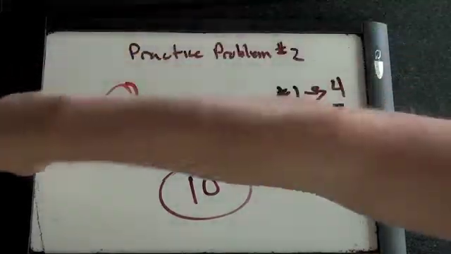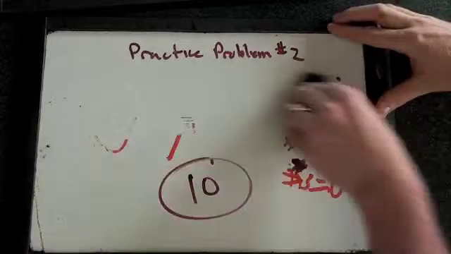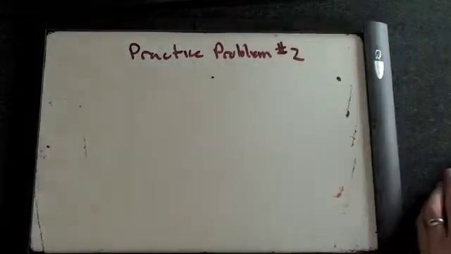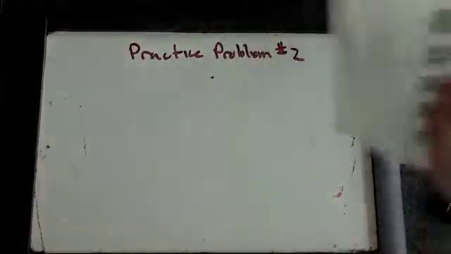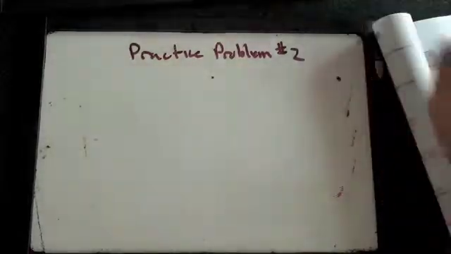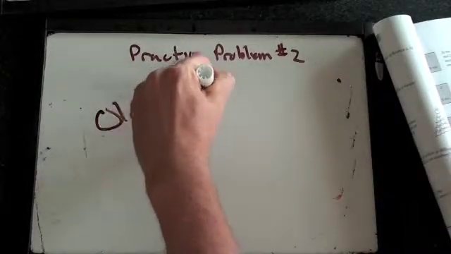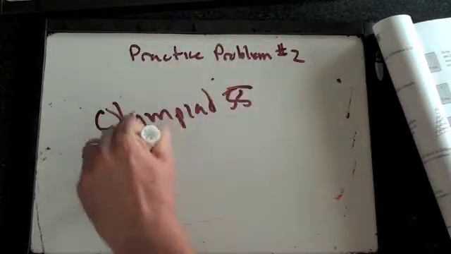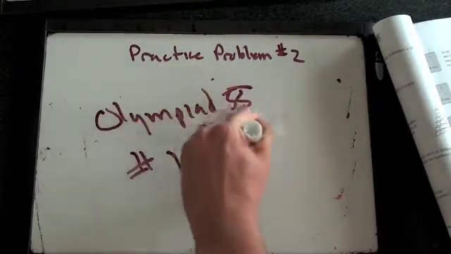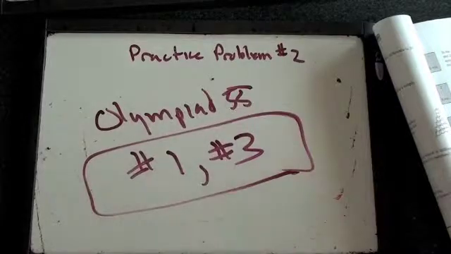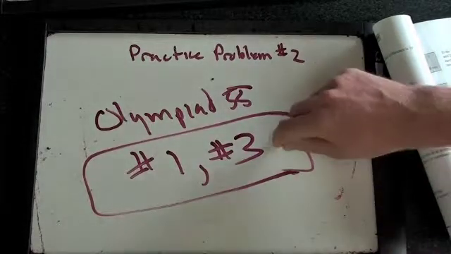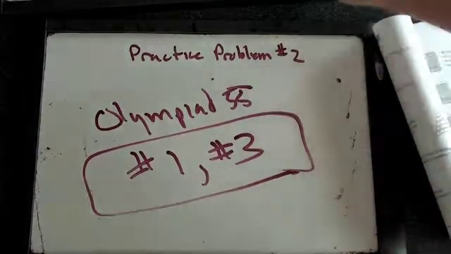Oh, let's not forget the homework. The homework problems are, we are on Olympiad 55, if you believe it or not, number 1 and number 3. And if you want, on number 3, you can use the Lego minifigures.